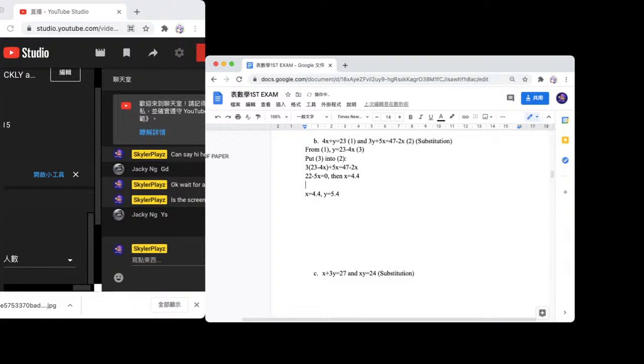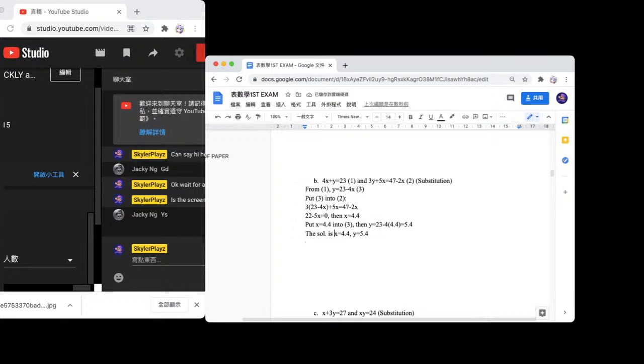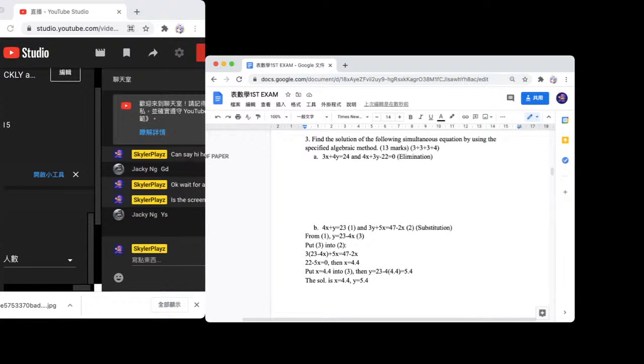After that, we substitute x equals 4.4 into the third equation. Then y is equal to 23 minus 4 times 4.4. Then the answer is 5.4. So we can make a conclusion. The solution is x equals 4.4, y equals 5.4. Okay?